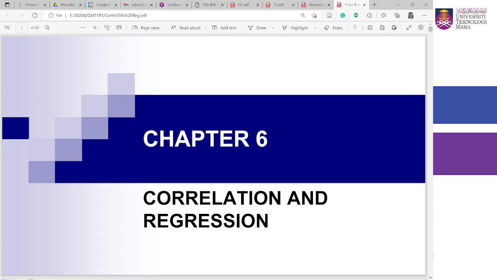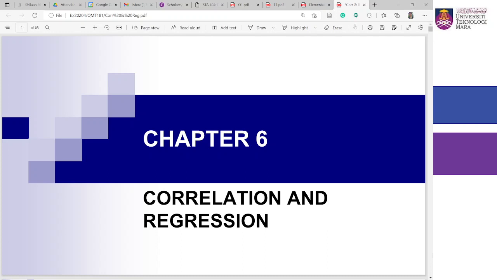Okay, so for this chapter, we're going to look at what it means by correlation and regression. So basically, apa yang kita akan lihat kat sini adalah apa yang dimaksudkan dengan korelasi dan apa yang dimaksudkan dengan regresi, dan apa perbezaannya antara korelasi dan juga regresi.